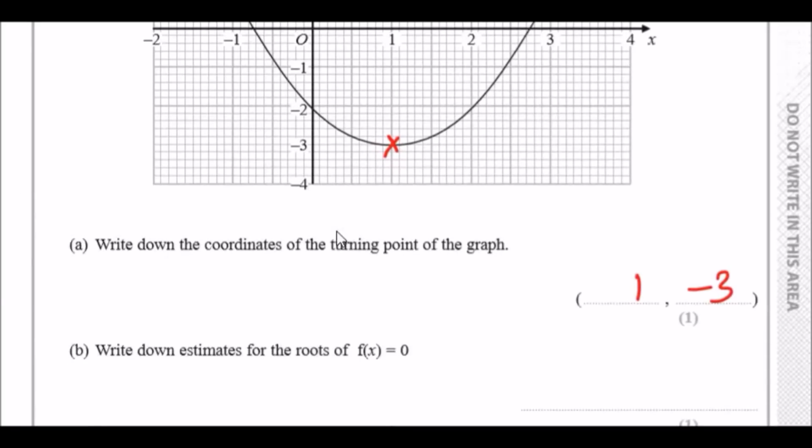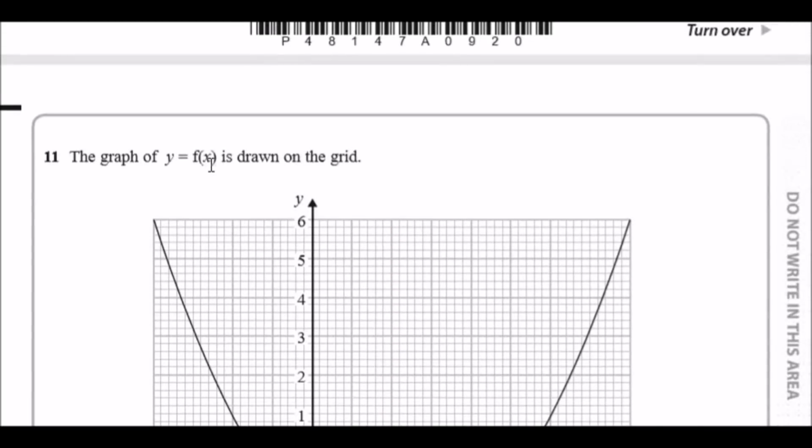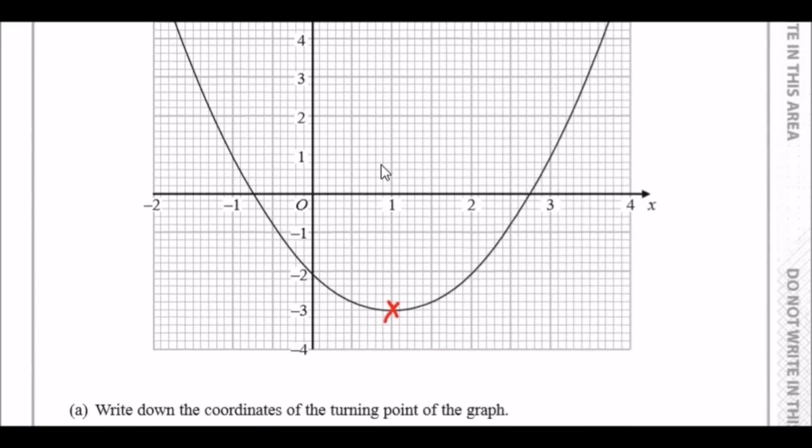Okay. Write down estimates for the roots of when the function equals 0. So this means when this equation equals 0 and y equals 0, which is literally the x-axis line. So that's literally over here. So this is one solution and one solution. Now, you just have to be very careful.